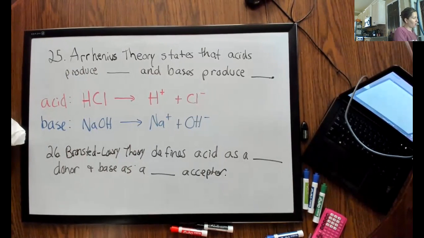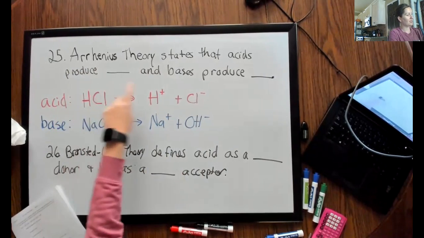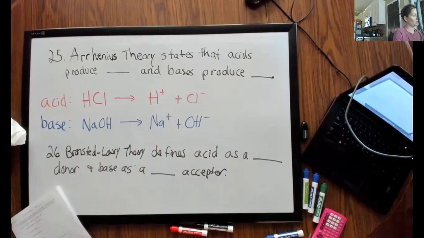So we're going to start by looking at the definitions of acids and bases, because we haven't really talked about them yet. We've actually seen them in some double replacement reactions that we've done before, but we haven't really named them or known exactly what they do. So starting with question 25, we have the Arrhenius theory states that acids produce blank and bases produce blank.